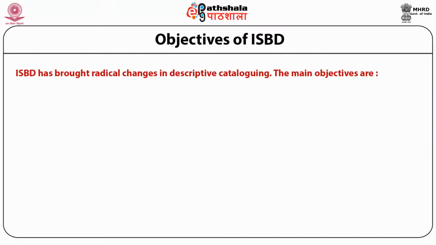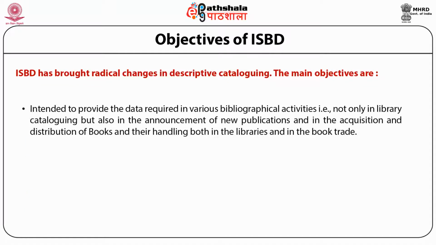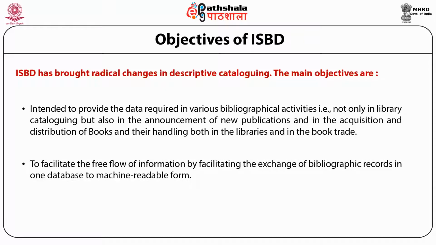Then the next point is intended to provide data required in various bibliographic activities. That is not only in library cataloging, but also in the announcement of new publications. Then lastly, to facilitate the free flow of information by facilitating the exchange of bibliographic records in one database to machine readable form, which was not possible before the advent of ISBD.